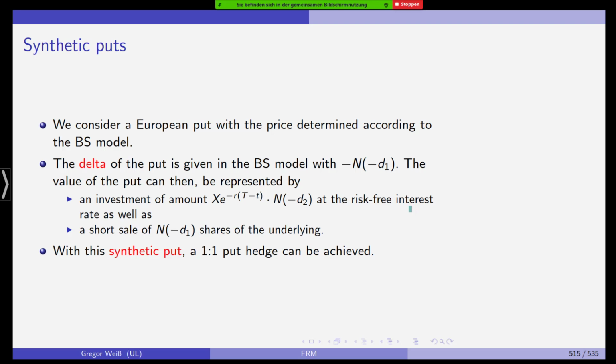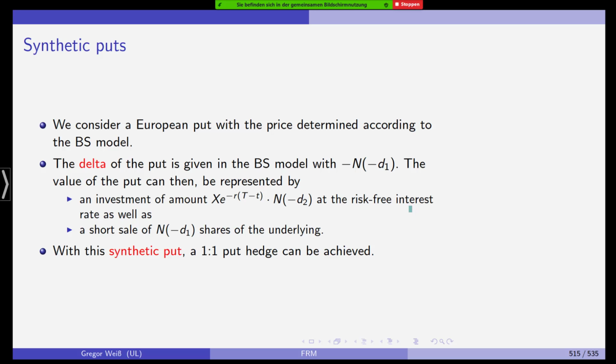We can replicate this. How? We can synthesize a put by taking an amount of money and putting it in the risk-free investment and going short in the underlying. And this is a synthetic put, and you can then use a synthetic put to do a one-to-one put hedge.